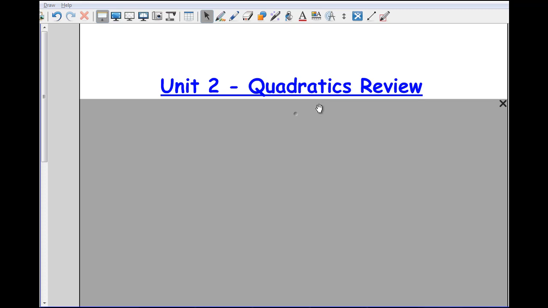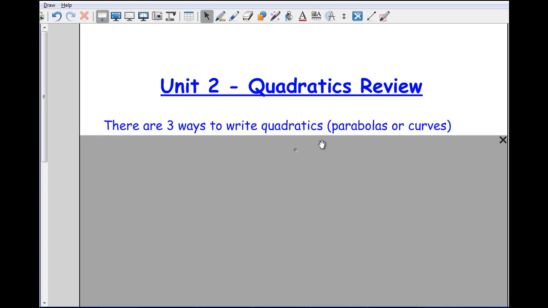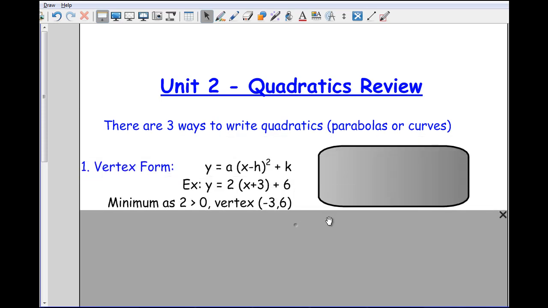We're going to review quadratics, and the first thing we're going to look at is the three ways we've written the quadratics, also known as parabolas or curves. The first way is vertex form, and it's y equals a(x minus h) squared plus k.